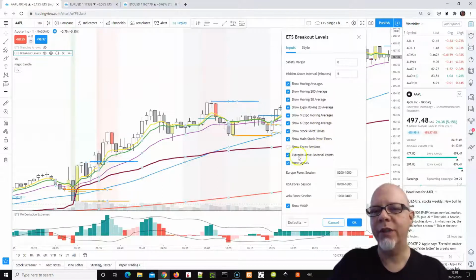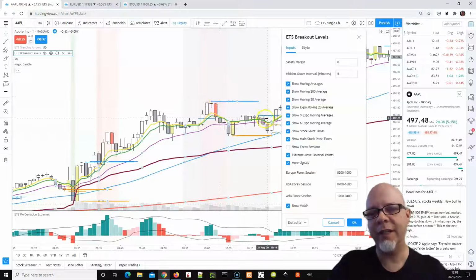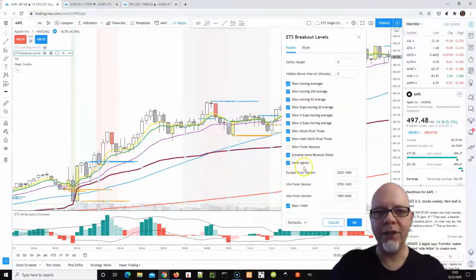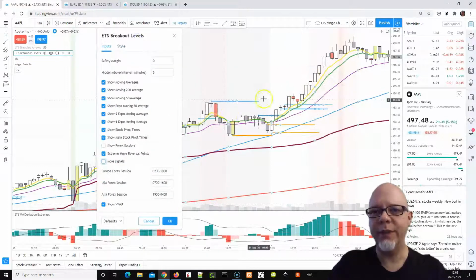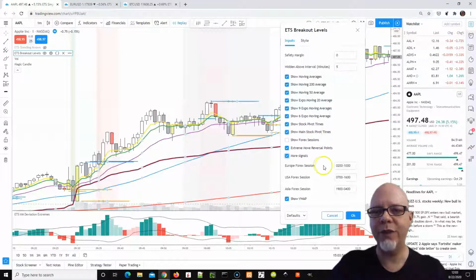You can also show extreme move reversal points, and it will be a little cross above or below, which indicates that the market has reached a particularly extreme point according to the indicator, and just notifies you of that. And you can choose to have more signals or less. So as you can see, those two there just disappeared, but these ones here still remain. So it's up to you to decide how you want that, but you have the choice.